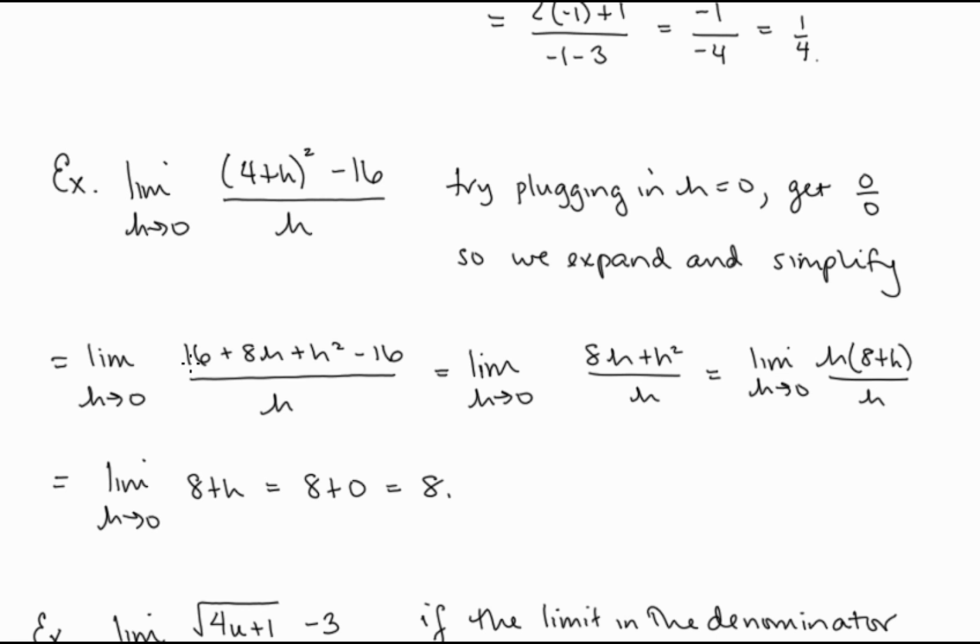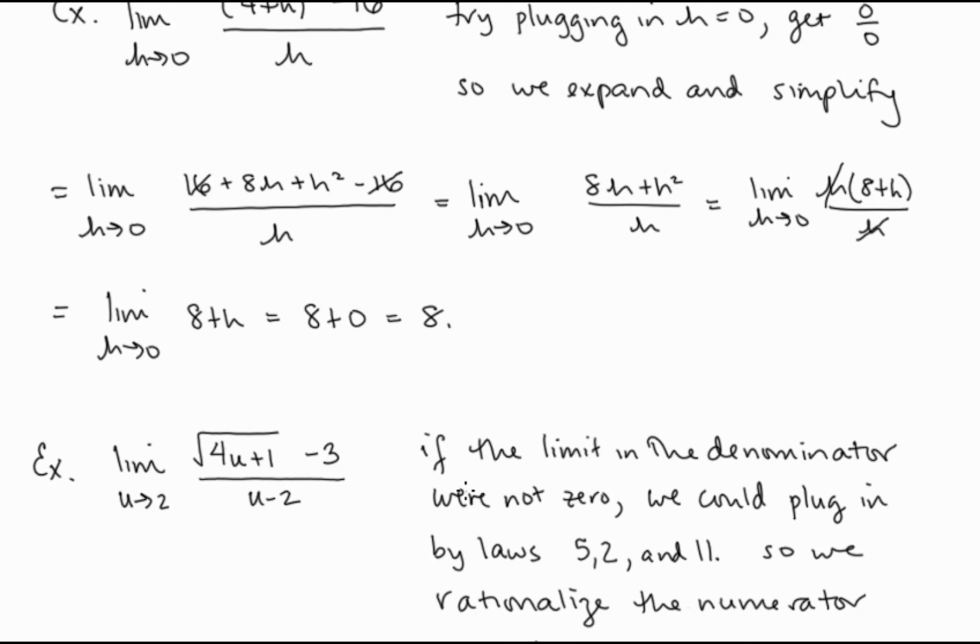And so now we see that our 16 and our negative 16 are going to cancel additively. And then we can factor out an h from the numerator. We can cancel the h's. And at that point, we can now plug in h is equal to 0. So up until the point where we cancel, we can't plug in h is equal to 0 because we'll still get 0 over 0. But once we do that canceling from the numerator and denominator, then we can plug in h equals 0, and then we get our solution. And so this limit is equal to 8.